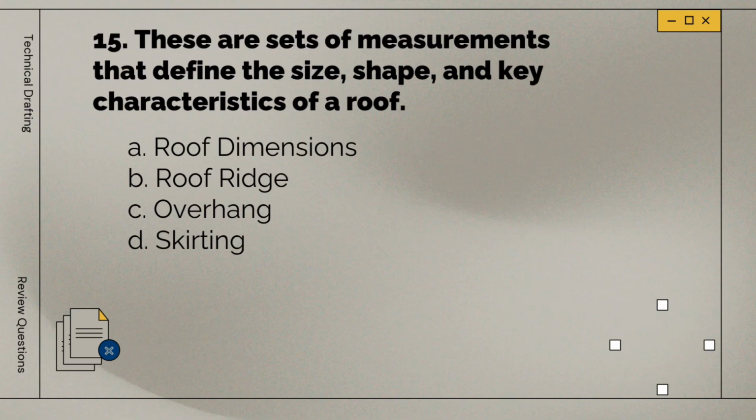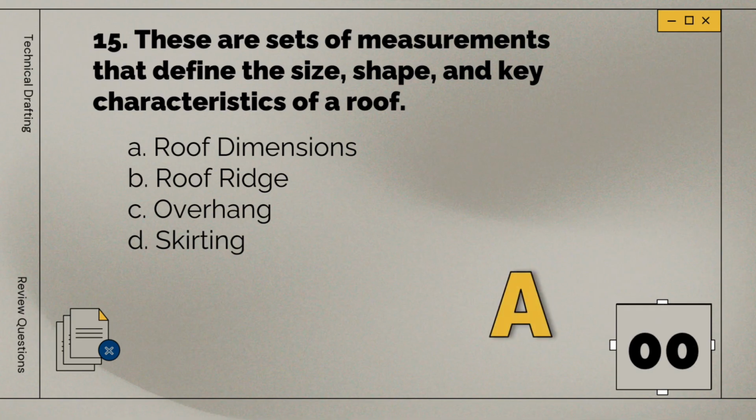Last question, number 15. These are sets of measurements that define the size, shape, and key characteristics of a roof. The correct answer is letter A, the roof dimensions.